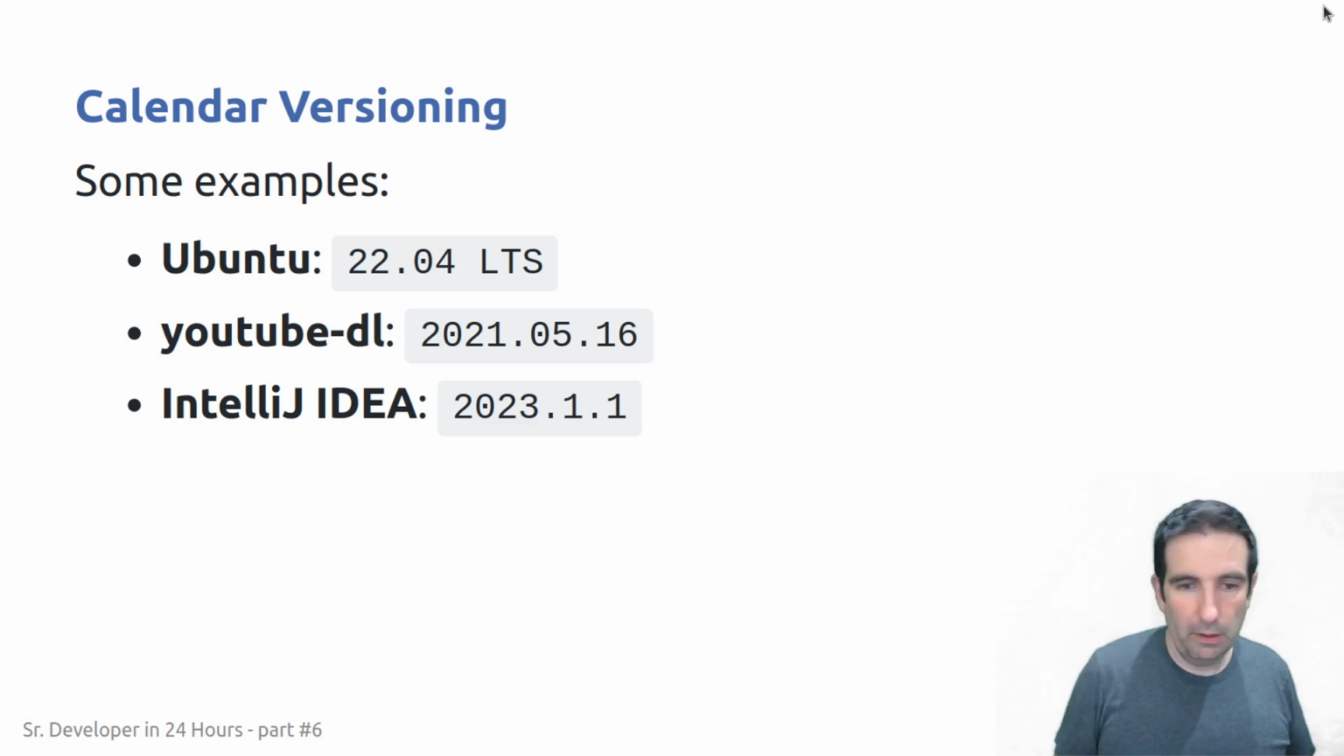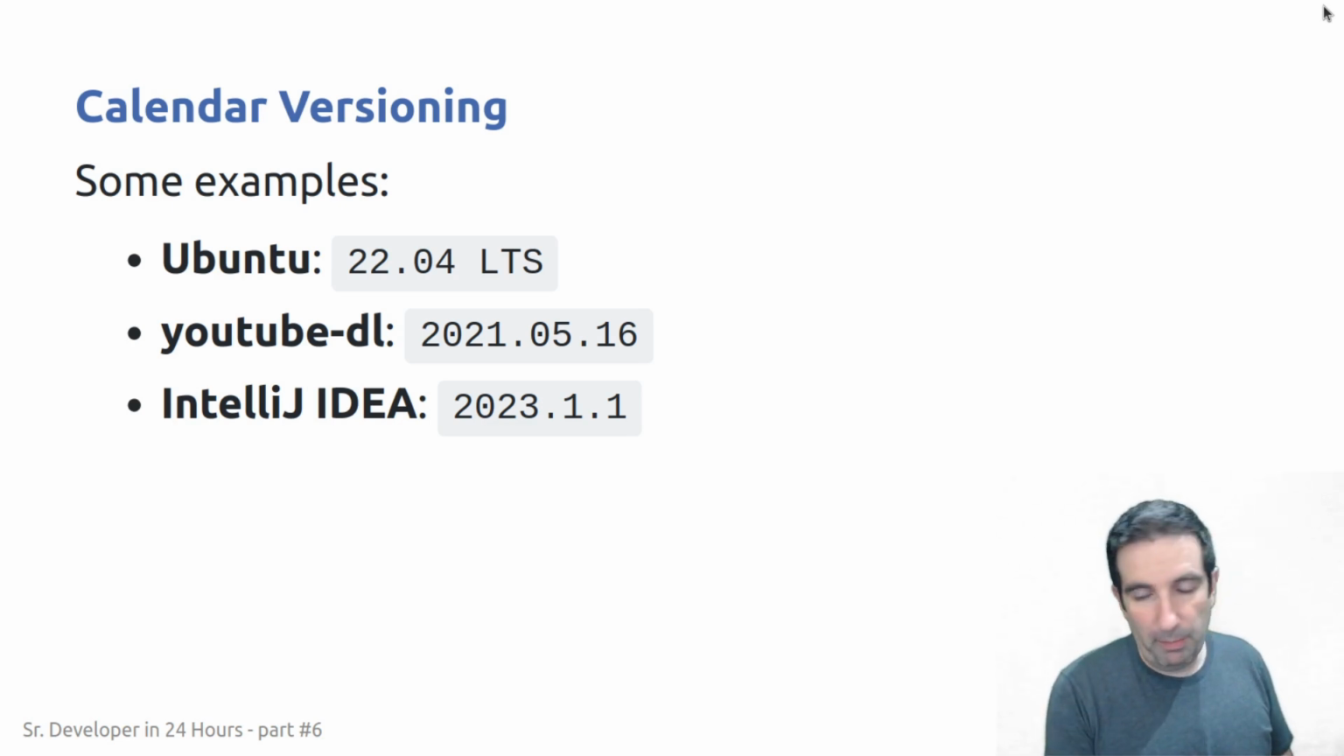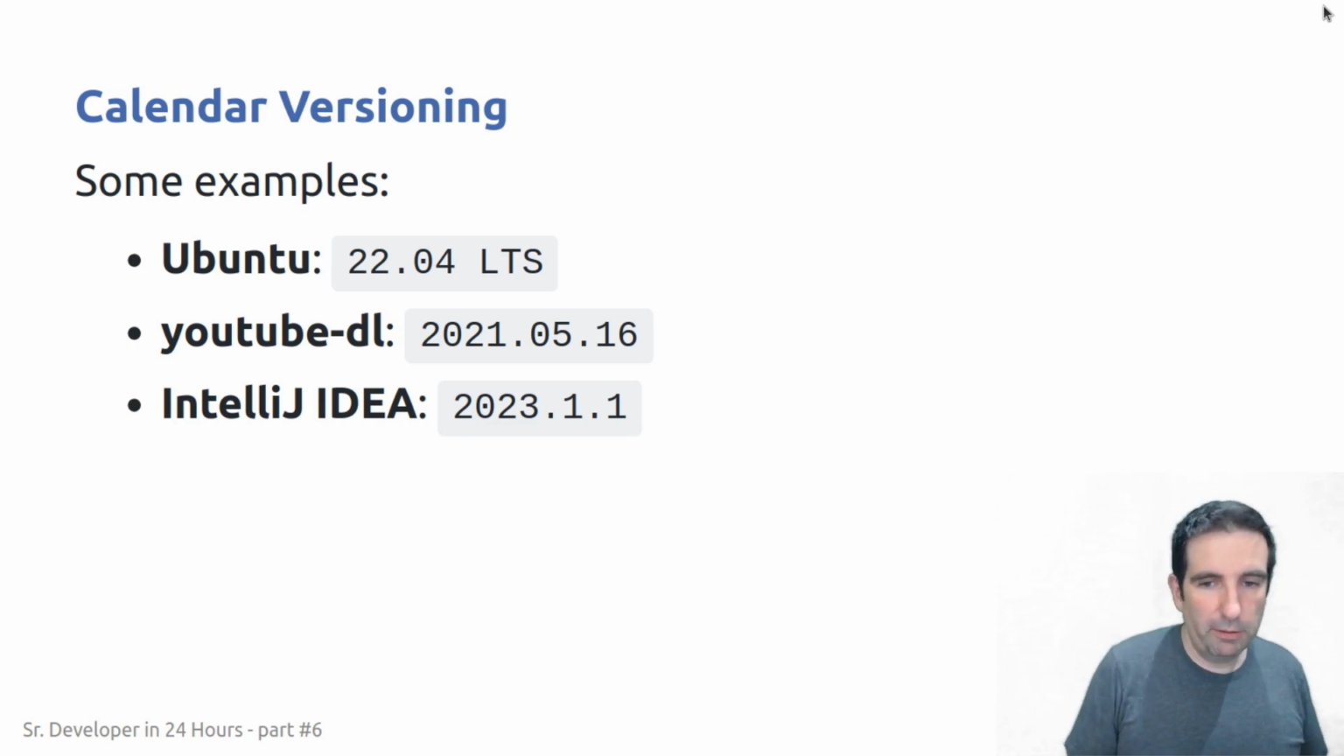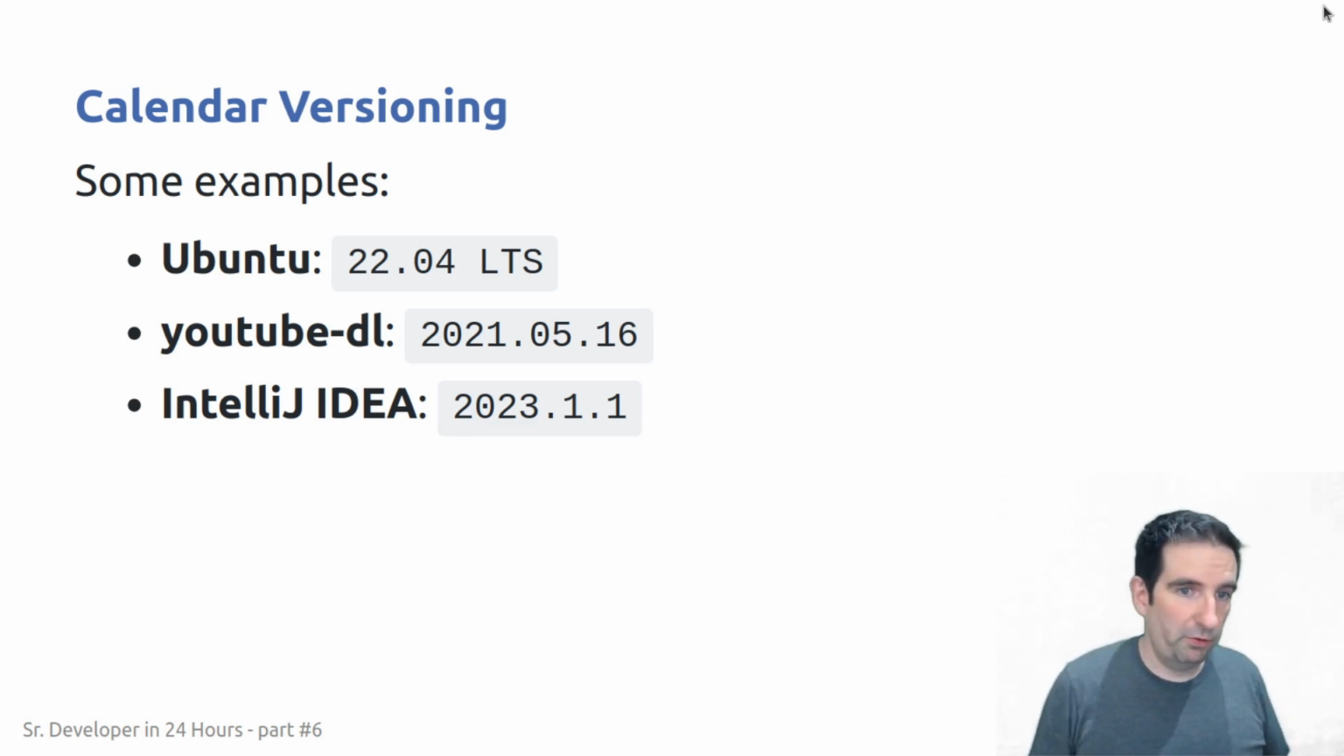IntelliJ IDEA uses versions that look like this, 2023.1.1. The major segment, which is 2023, is the year in which the version was released. Dot one and dot one, the minor and the micro versions, they are just incrementally increased. So they're basically counters. But again, if you take a quick look at this, you can tell, hey, am I running this year's version of IntelliJ? Am I running last year's version? So again, very intuitive.